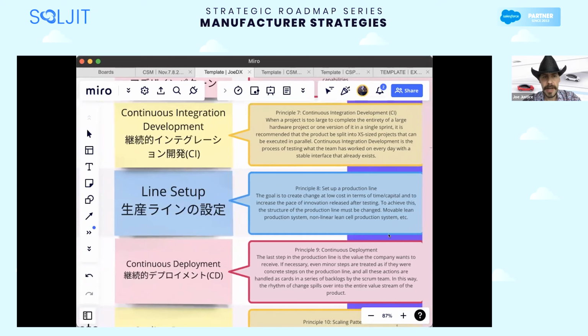The goal is to create change at a low cost in terms of time and capital, and to increase the pace of innovation released after testing. To achieve this, the structure of the production line must be changed. Movable lean production systems, nonlinear lean cell production systems, etc.